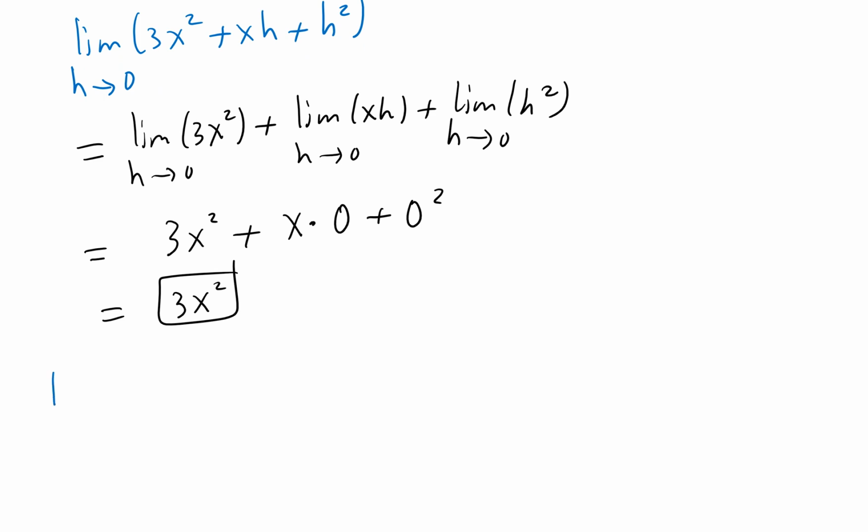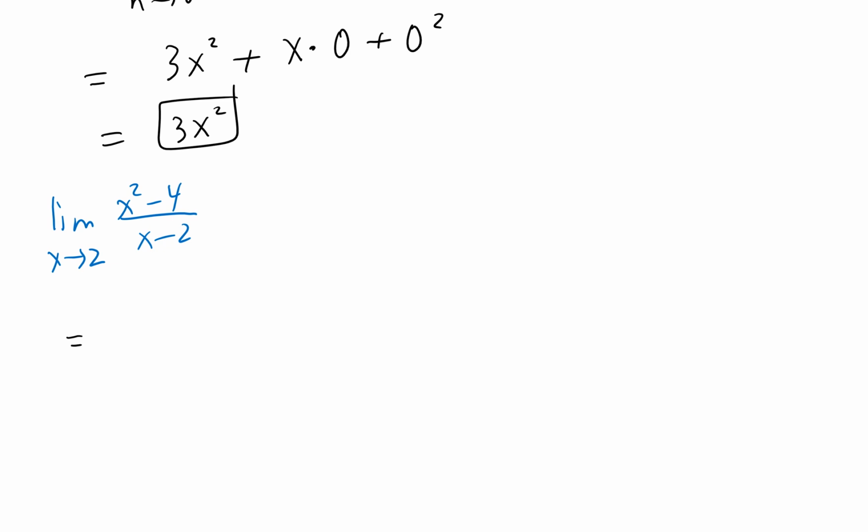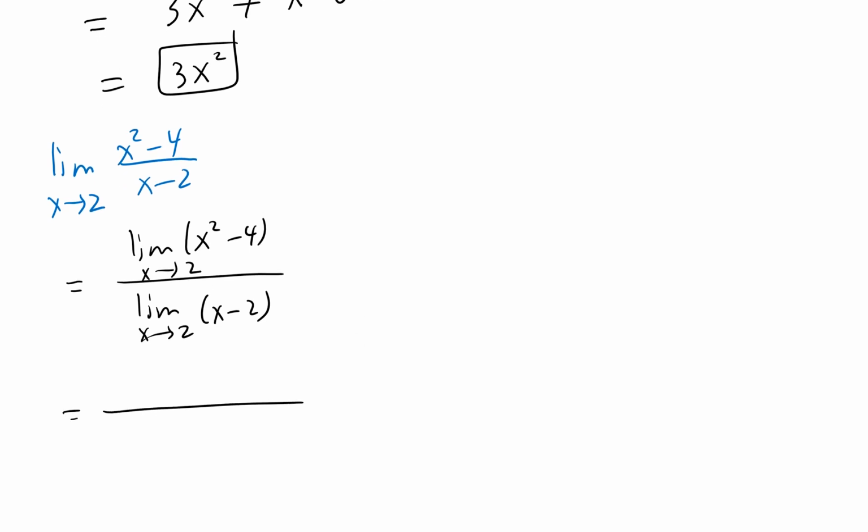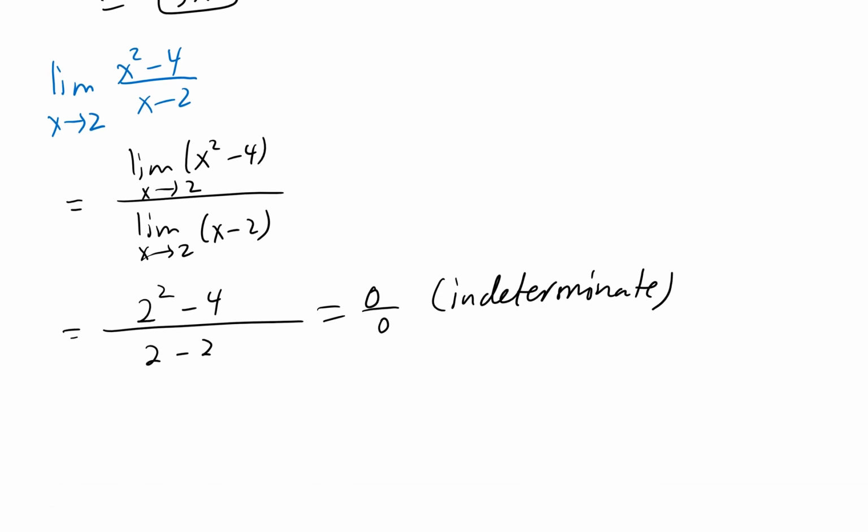Sometimes we try to find the limit of an expression such as this one as x approaches 2. What happens here is you take the limit of the top over the limit of the bottom, and then we notice if you pass the limit, you're going to get 2 squared minus 4 over 2 minus 2. So that gives 0 over 0. That's called an indeterminate form. We cannot determine the value of this, so we need to find a trick around this.